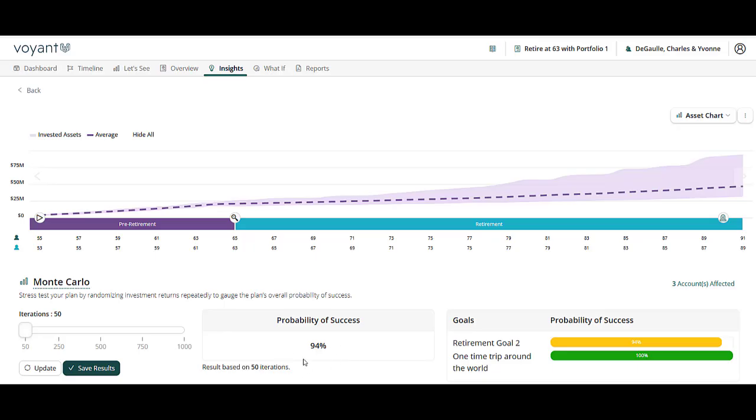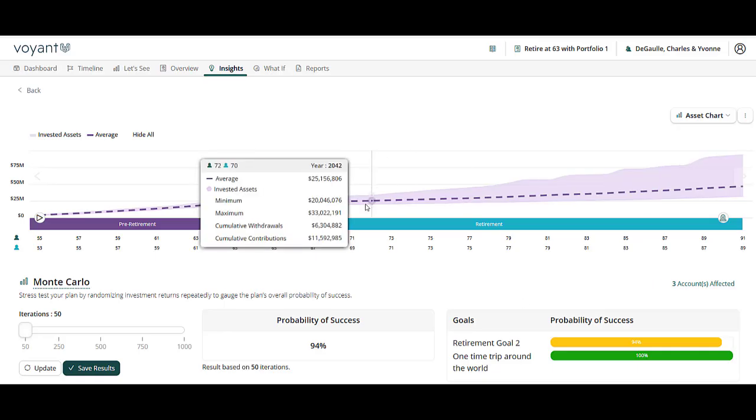It needs the bounds of that asset allocation for it to be able to run. And then you do need to have some goals for it to be able to test the plan against. So it's going to say there's a 94% chance that it will be able to achieve all of these goals in each of the years of the plan. And then you can hover over any year of the plan and see what the minimum and maximum invested returns are expected to be in that year.